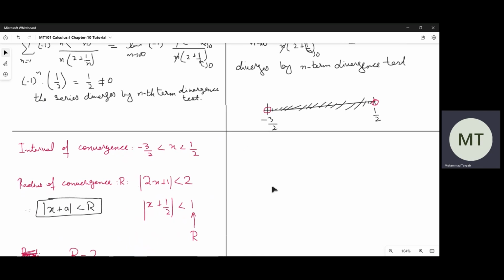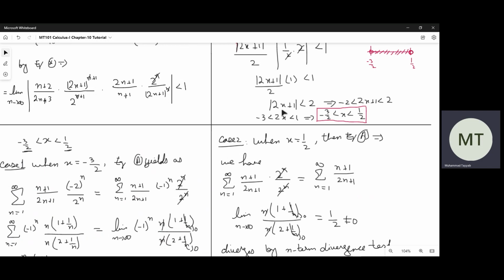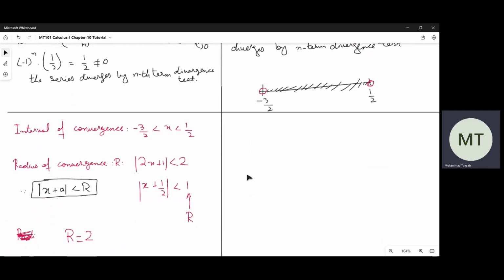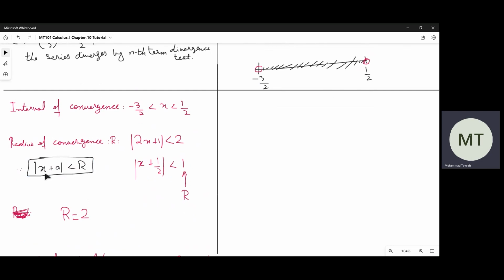The second thing was radius of convergence. We took the generalized expression for the interval of convergence, where mod 2x plus 1 is less than 2, and the theory says that mod x plus a must be less than r. So x is the variable from the power series, a is the center of the series, and r is the radius. We had the expression in this form, and we transform it into the generalized form used to compute the radius of convergence. So we just divide by 2. So that is mod x plus 1/2 less than 1. So the radius comes out to be 1.